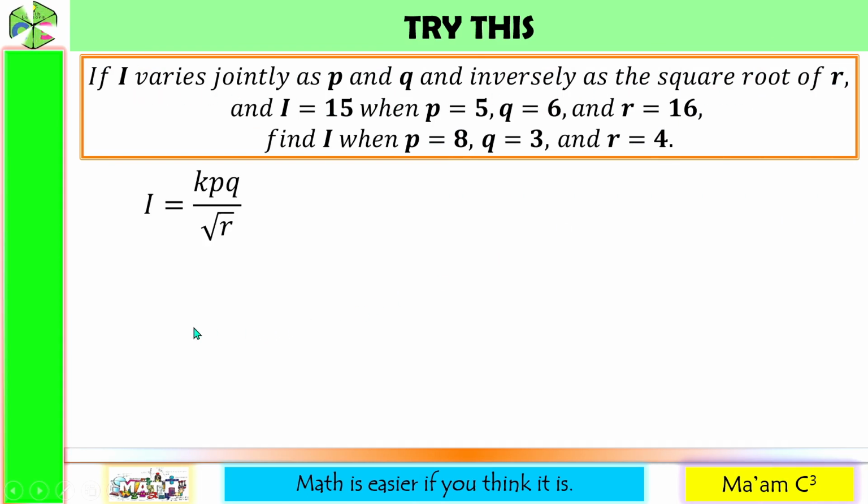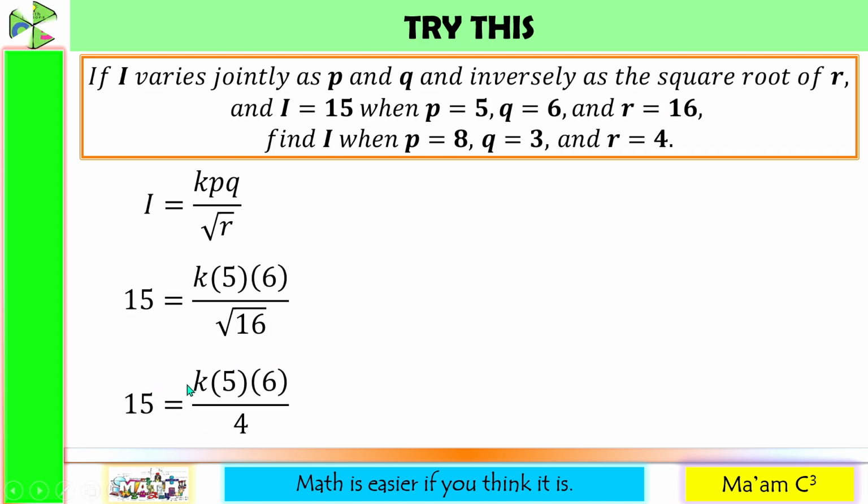So we have I varies jointly as P and Q and inversely as the square root of R, divided by the square root of R. Now let us substitute 15 for I, 5 for P, 6 for Q, and 16 for R. So we have the square root of 16 is equal to 4.